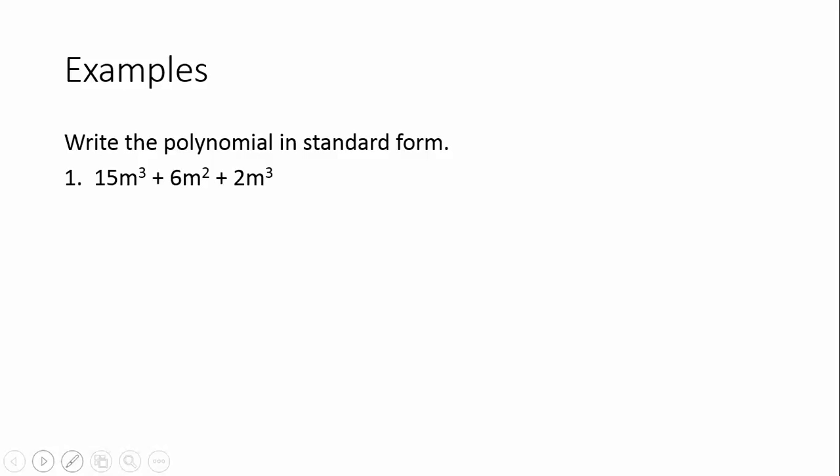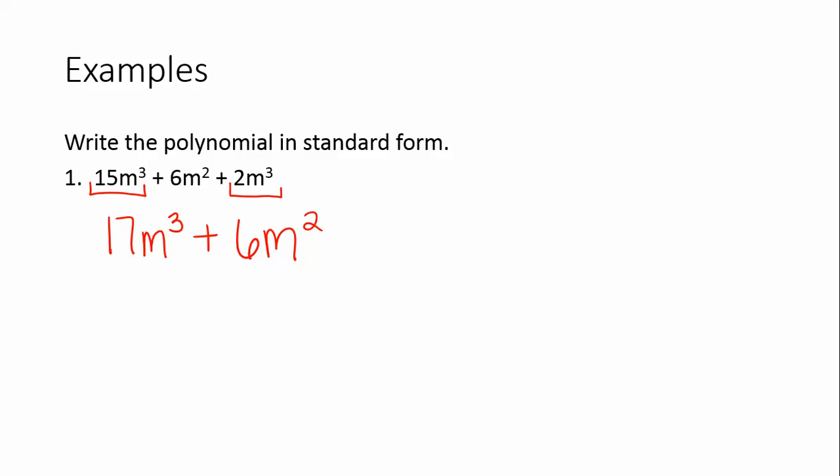So let's first do a little bit of review. Let's write the polynomial in standard form. Remember, when written in proper standard form, the degree of each monomial term in the polynomial decreases from left to right, and we need to combine all like terms. So I see two terms here that have the m cubed, so we're going to combine those. If I have 15 m cubes plus 2 more m cubes, there are 17 m cubes altogether. And then we also have 6m squared left over. We cannot combine those, they are not like terms.